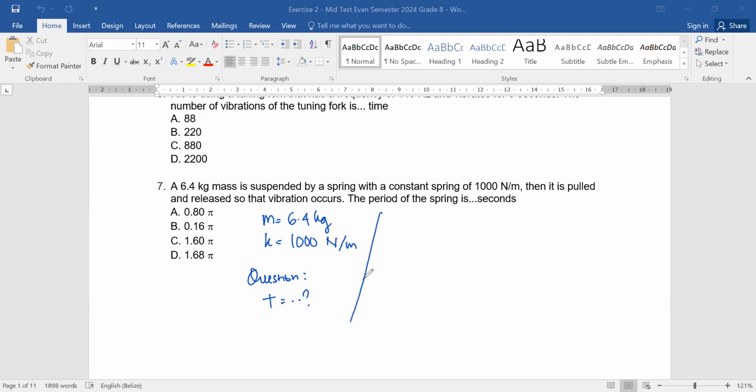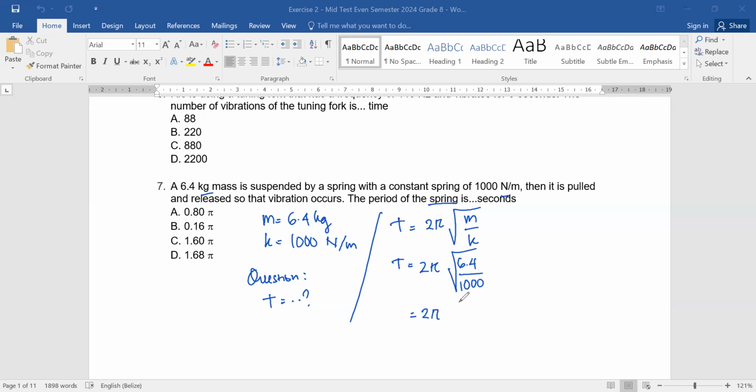To solve this problem, I hope you still remember that the period in a spring is 2 pi square root of m over k. And 2 pi is just a constant. The mass here is 6.4 kilogram, and k is 1000. The mass must be in kilogram because the spring constant is in Newton, so whenever you have a question with Newton, the mass must be in kilogram.